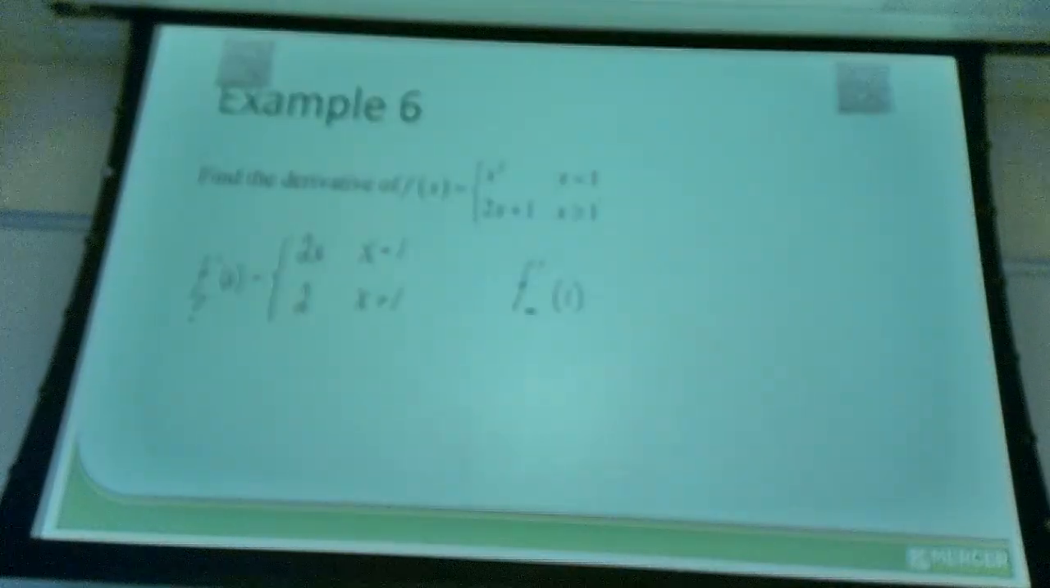Call that the left-handed derivative at 1. Which piece is to the left of 1? Plug it in there. What do you get? That would be the right-handed derivative at 1. Which piece is to the right of 1? Plug in 1, what do you get? Are they the same? Yeah.